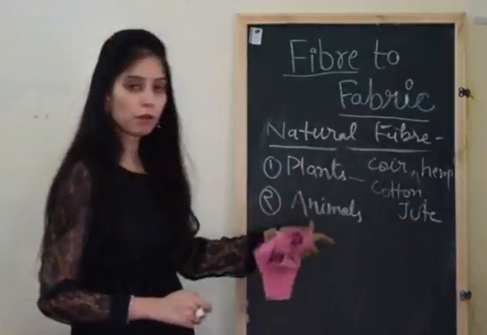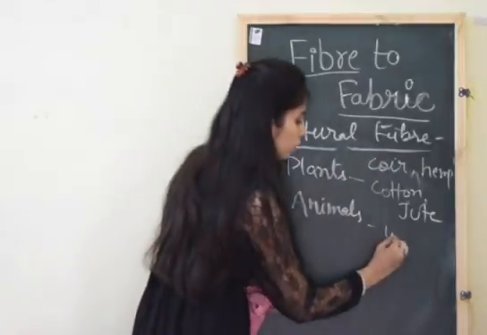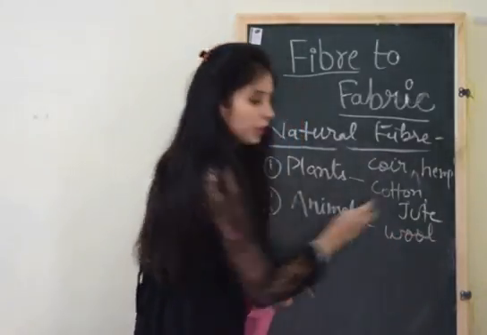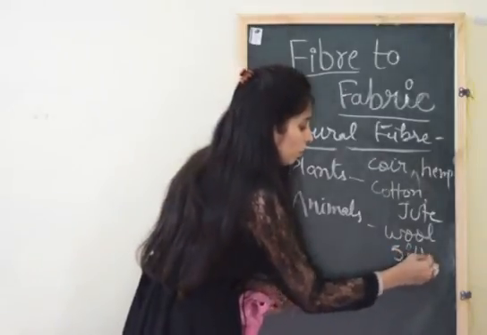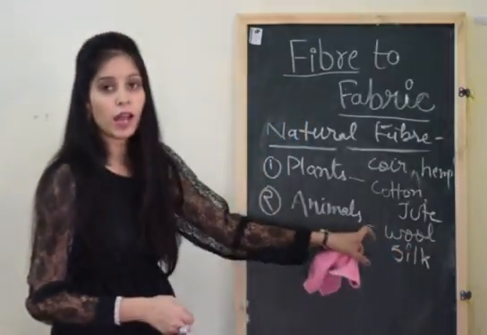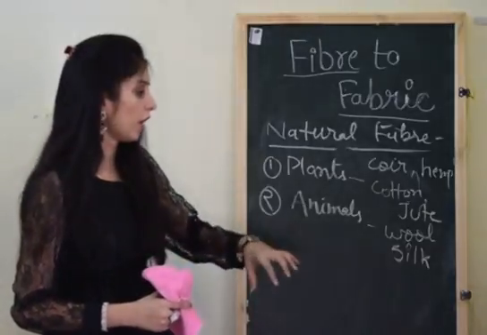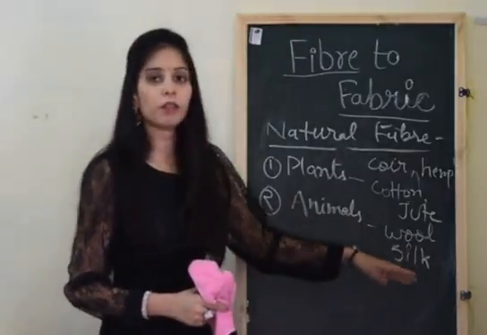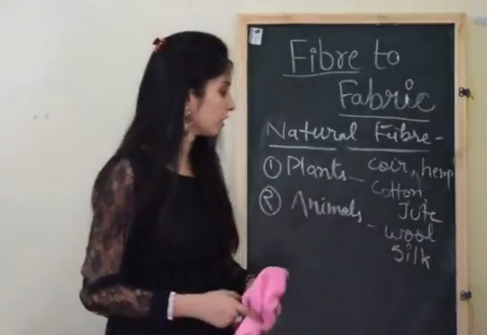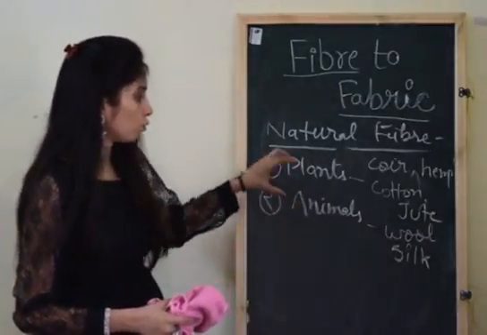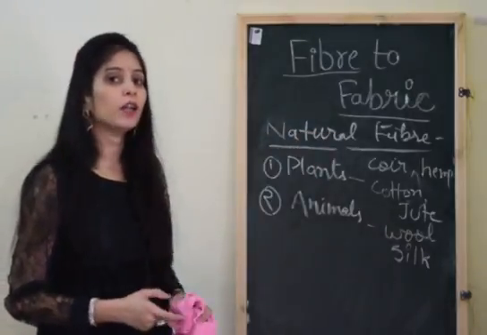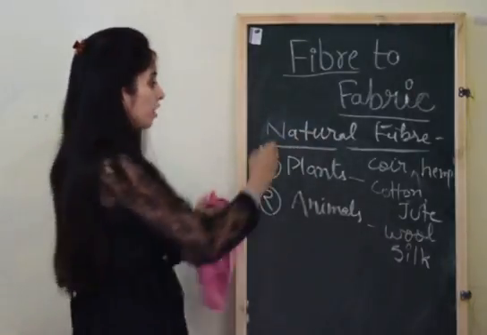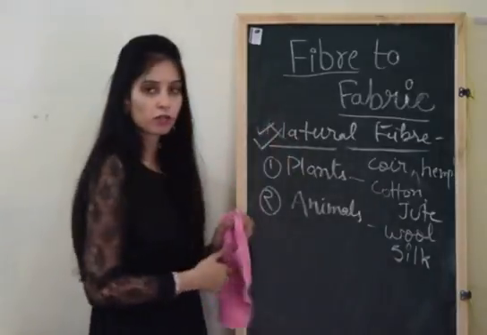Then second is animal fiber. Wool is obtained from the sheep. And second is silk. Silk is obtained from the silkworm, and in large areas we now obtain silk, and the process is called sericulture. So these are the two sources by which natural fibers are obtained. Now what are the advantages and disadvantages of natural fibers?